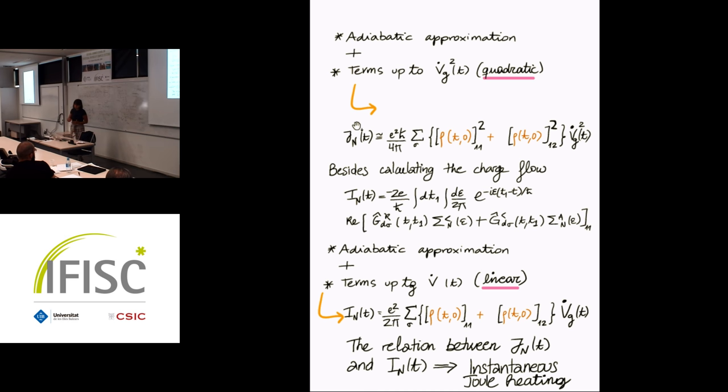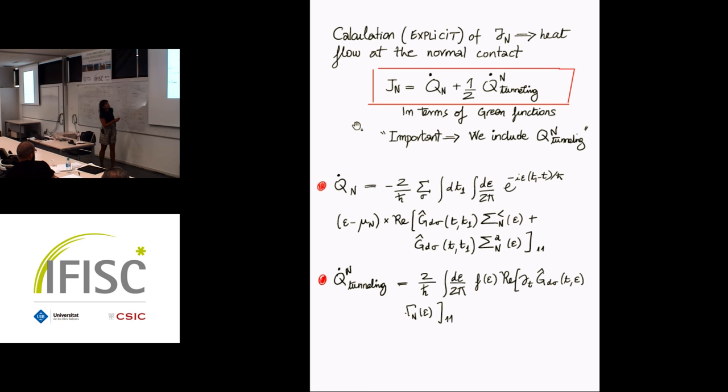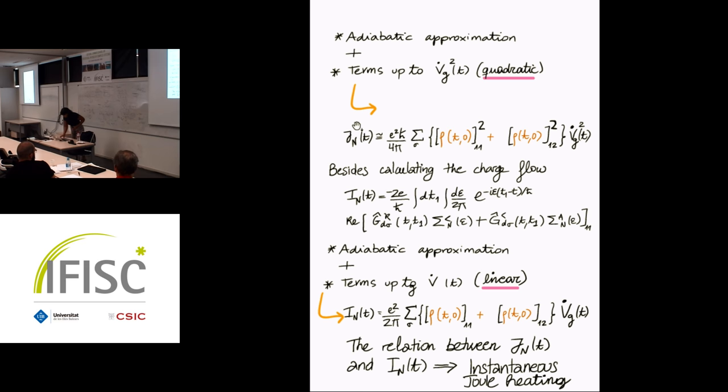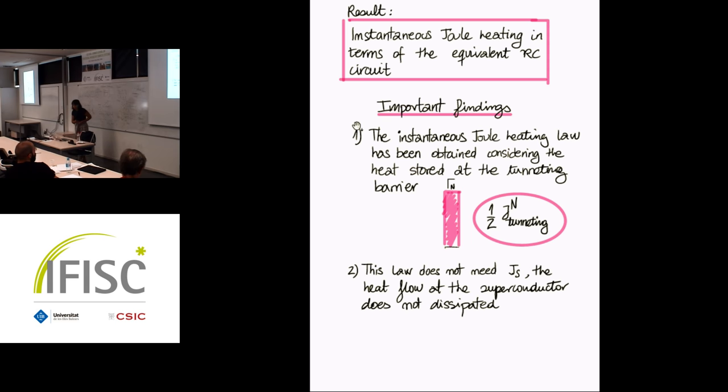And what is also important here is that for this new calculation, we need to explicitly consider this contribution from the tunneling barrier. Okay, so as a result, we have the instantaneous Joule heating in terms of equivalent RC circuits for the normal part and the anomalous part. And then we also need to include this one half of the tunneling contribution for the heat in the normal contact in order to have a coherent result.